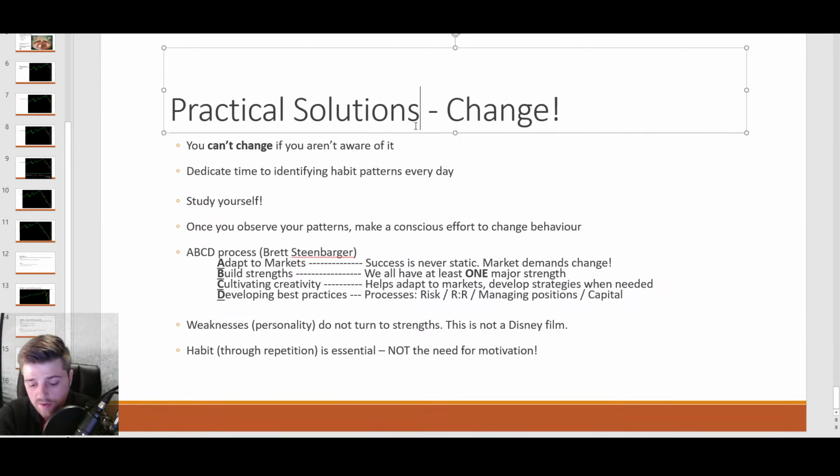Now, cultivating creativity is an interesting one. It helps adapt to markets for the strategies that you already have. Now, here's an example of one. VWAPs aren't that great at the moment. And I'm talking for specifically Forex markets. They just suck at the moment. They used to be the absolute gold standard. You used to be able to trade with 2 pips stop loss on something like Aussie yen. And now it just shoots up and down like it's nothing. It doesn't respect the VWAP at all at the moment.